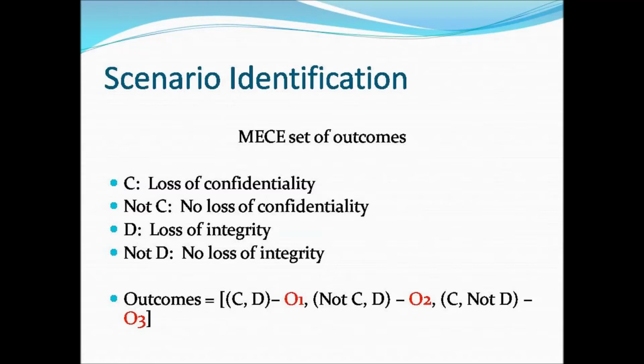Next, for the set of outcomes, we have C, not C, D, and not D. C represents loss of confidentiality, not C is the opposite. D represents loss of integrity, and not D represents the opposite again. The possible outcomes are then listed below as before. C, D will be represented by O1 or outcome 1, and therefore after for the rest of the video's duration.